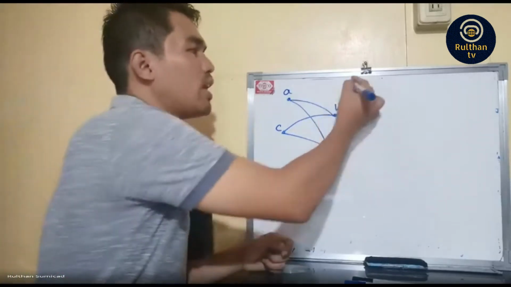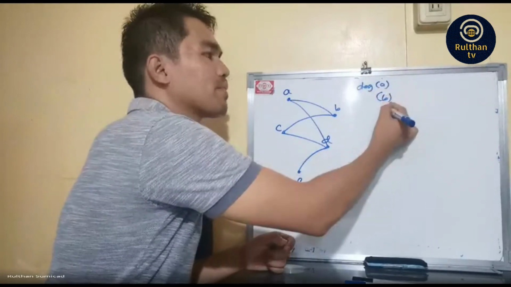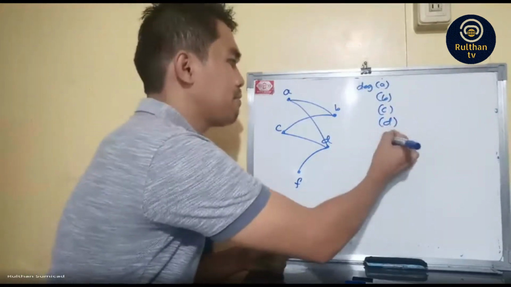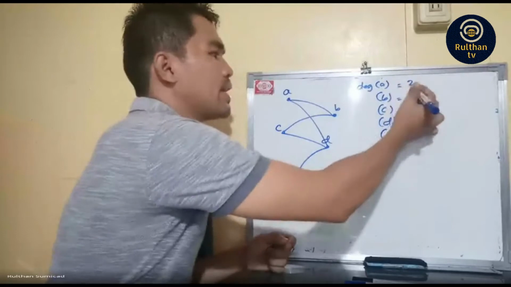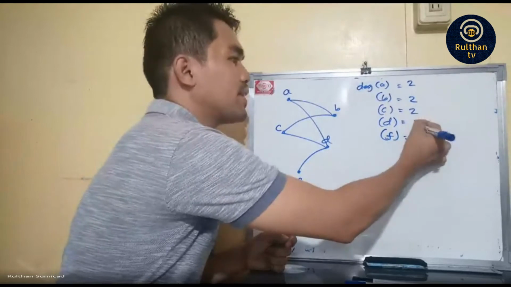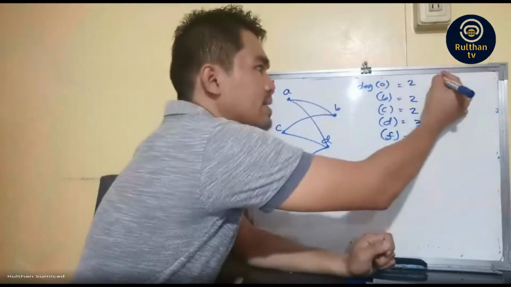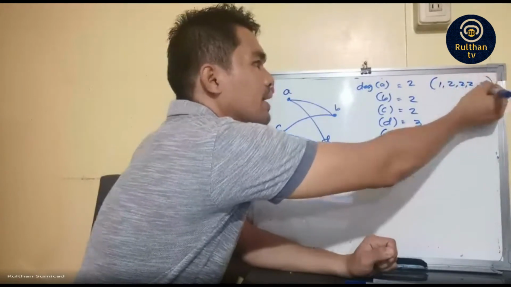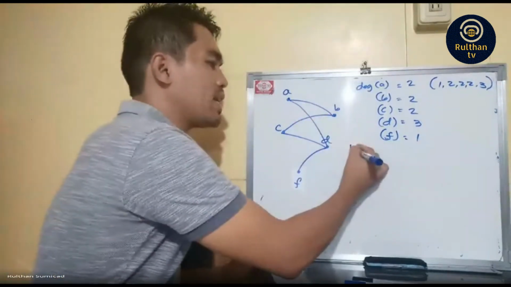If we record now the degrees, we have the degree of A, B, C, D, E. We don't have E, we have F. So the degree of A is 2, the degree of B is 2, C is 2, D is 3, and F is 1. Now the degree sequence here is 1, 2, 2, 2, 3.